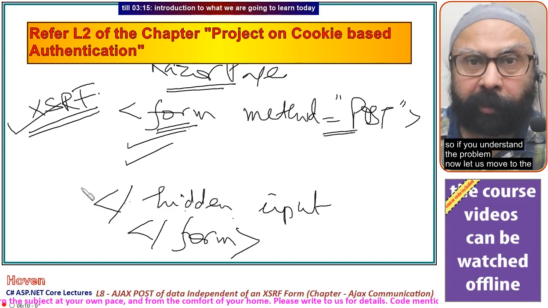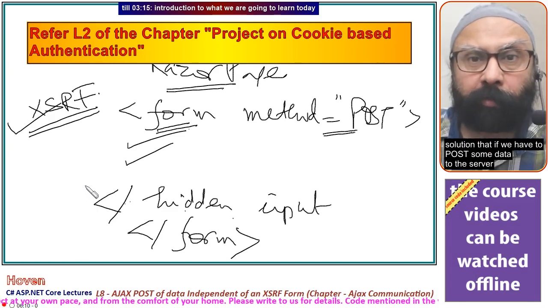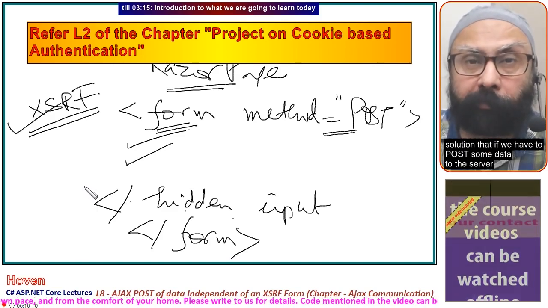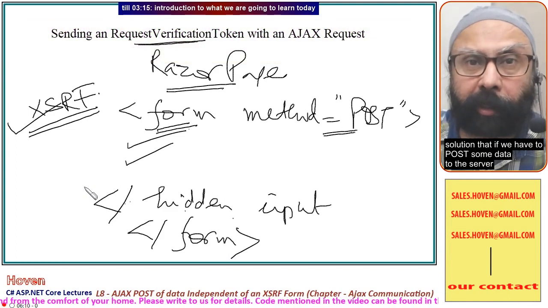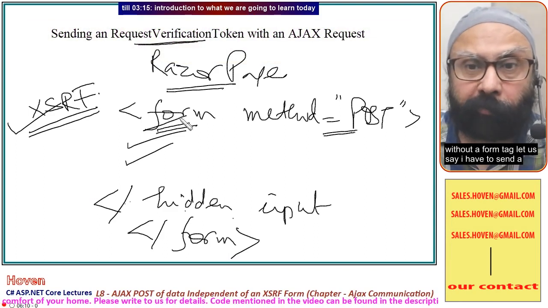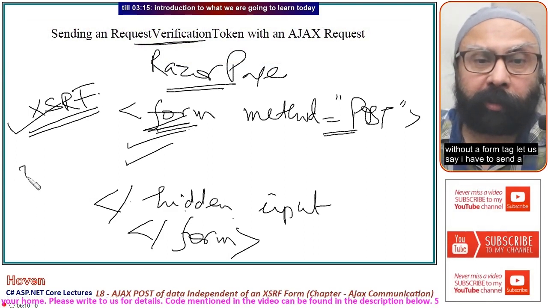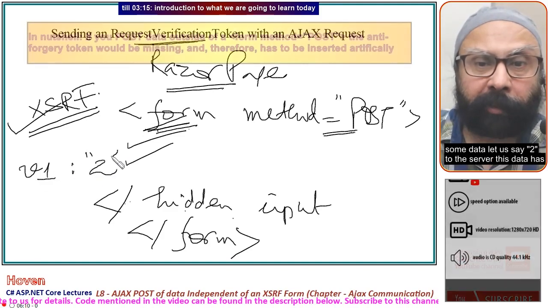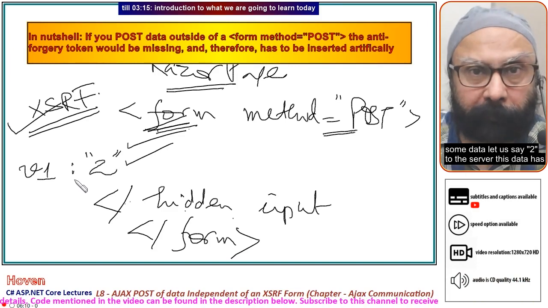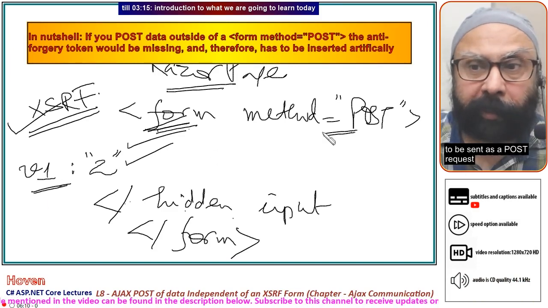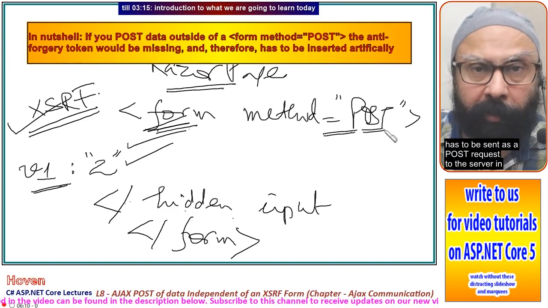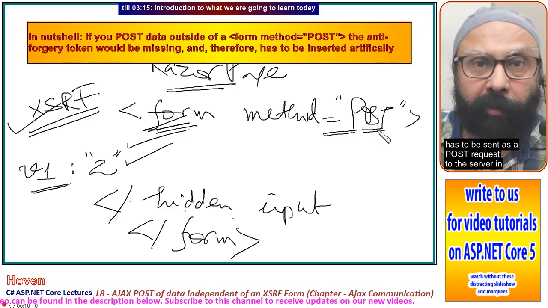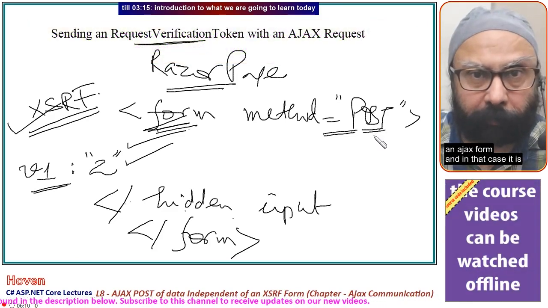So if you understand the problem, now let us move to the solution. If we have to post some data to the server without a form tag, let us say I have to send a variable called v1, and along with it I have to send some data, let us say 2, to the server. This data has to be sent as a post request to the server in an Ajax form.